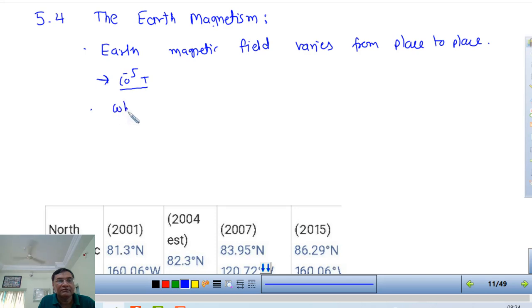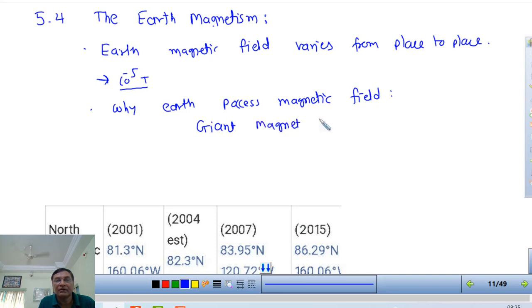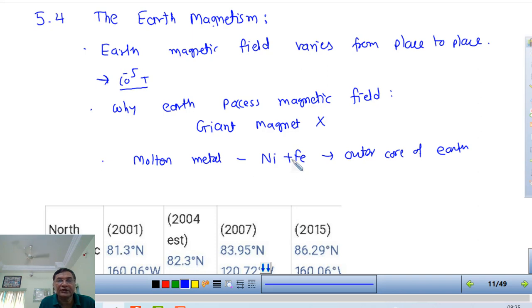Then second question, why does Earth possess a magnetic field? So in the old theory, it was believed that it is because of a giant magnet inside the Earth. But that theory is ruled out. And now we believe that it is because of molten metal like nickel and iron in the outer core of Earth. Okay, so Earth is rotating, so it produces some convective current, and this current is responsible for the magnetic field.